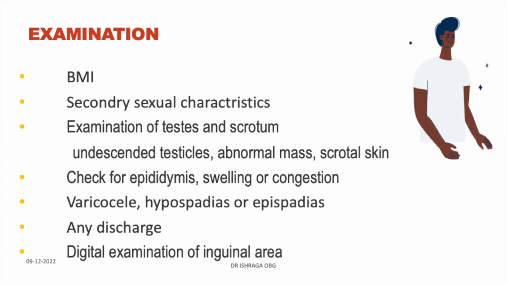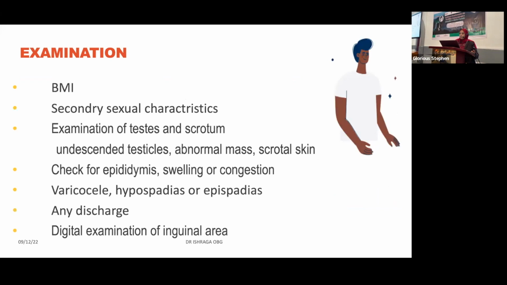Examination of the male partner: we look at the BMI, secondary sexual characteristics, hair distribution, and muscle build. Examination of the testis and scrotum: the testicles, any abnormal mass or scrotal skin changes. Check the epididymis for swelling or congestion, whether there is varicocele, hypospadias or epispadias, any discharge, and digital examination of the inguinal area.